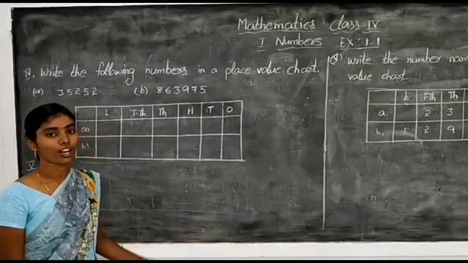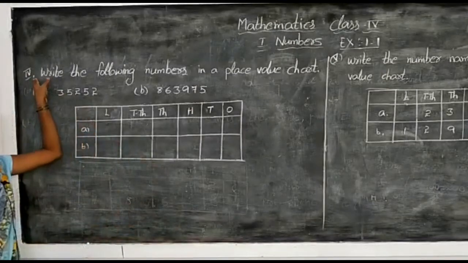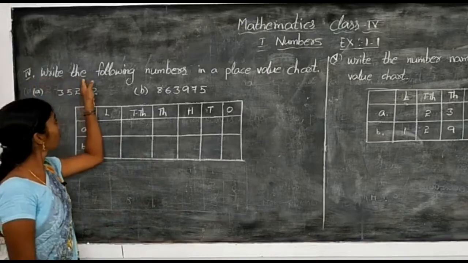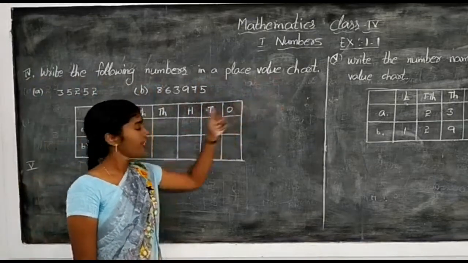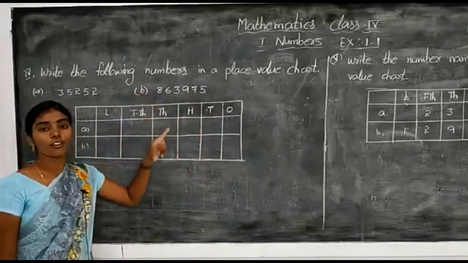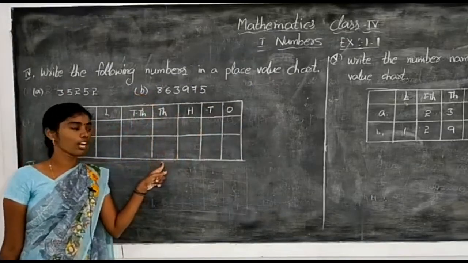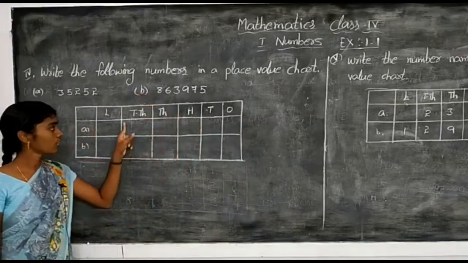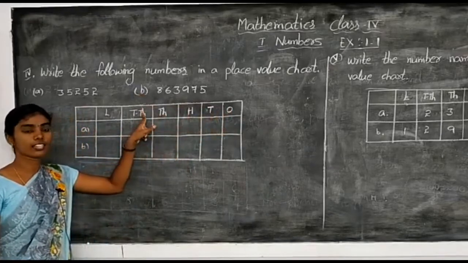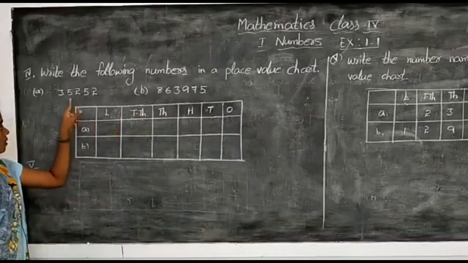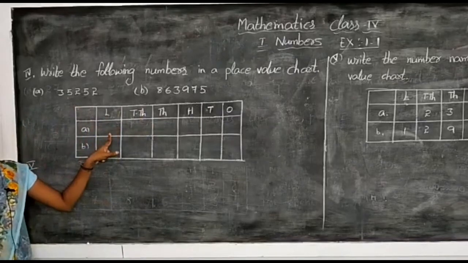Okay children, now the next section, that is the fourth section: write the following numbers in a place value chart. Here numbers are given, you have to adjust them in the place value chart. Already here I have drawn that place value chart: ones, tens, hundreds, thousands, 10,000s and lakhs. Now the first one you have to adjust in this place value chart.